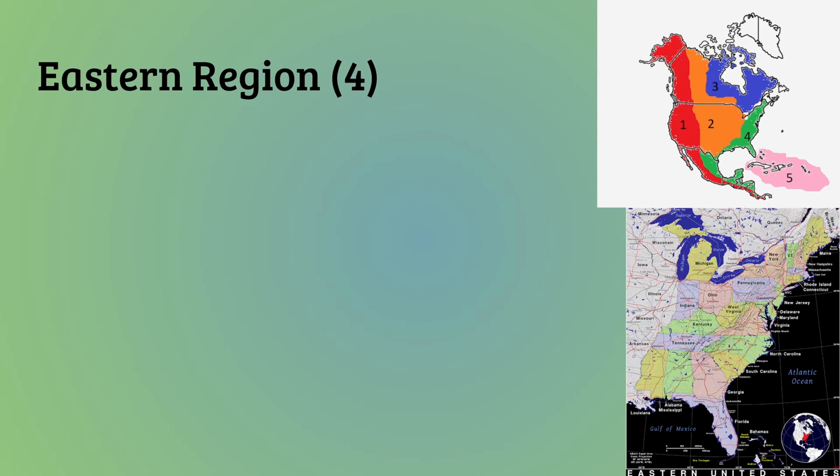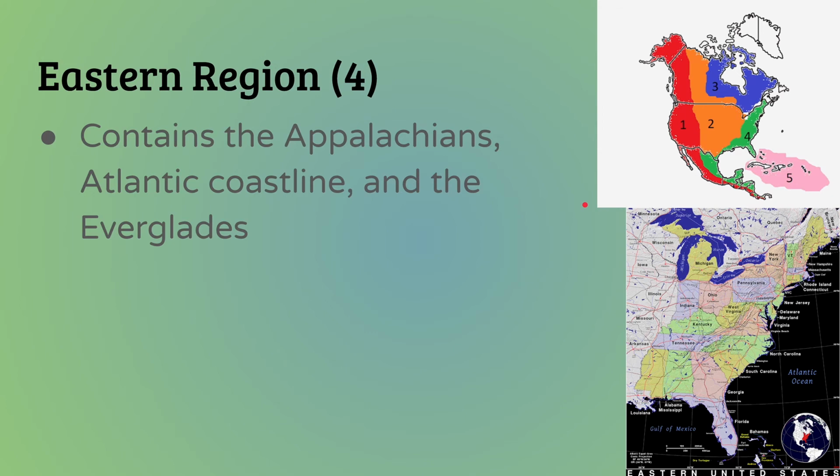Next up we have number 4, the eastern region. We moved this map up right here. It's in green. So again, this is pretty diverse, just like the western region. It contains the Appalachian Mountains, which run from southern parts of Canada all the way down through New York, Pennsylvania, West Virginia, to Tennessee and Georgia. They run pretty much through the eastern part of the United States.